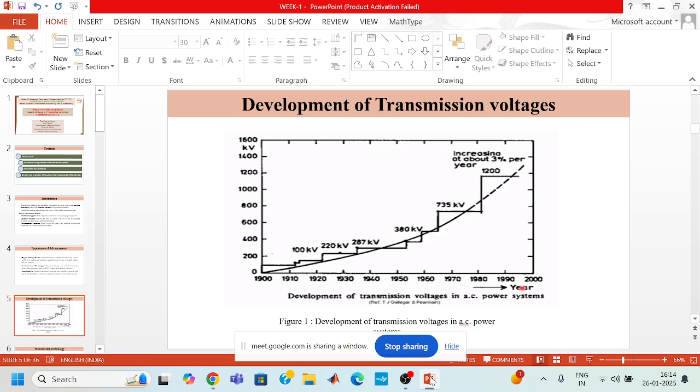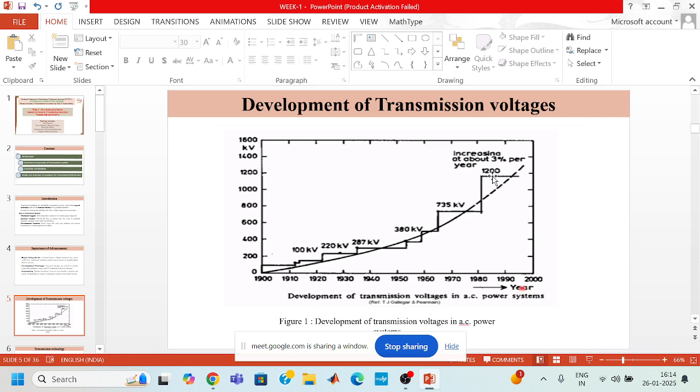These are the developments of transmission voltages. This graph shows the growth of power transmission across the globe, increasing about 3% per year. The transmission voltage has been increasing since 1900. Presently in the country we are operating at 765 kilovolt levels, and experimentation at the 1200 kilovolt level is also in progress.